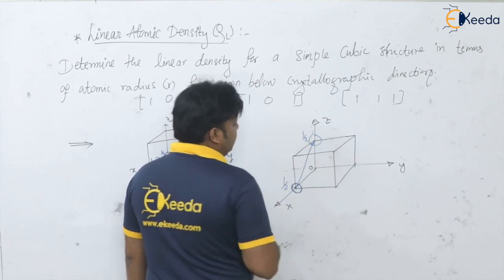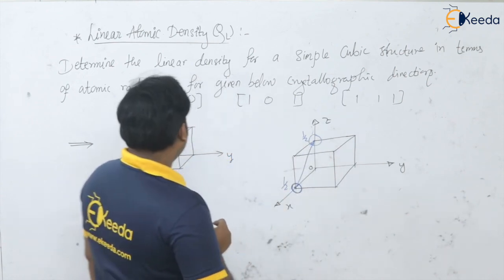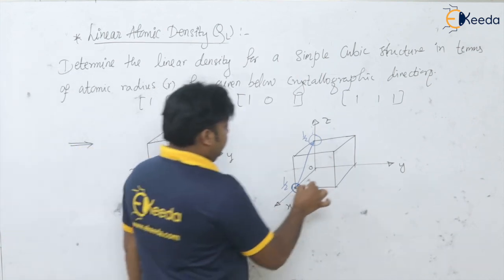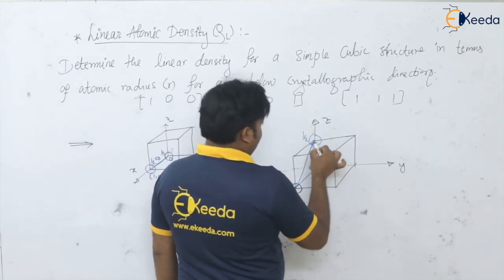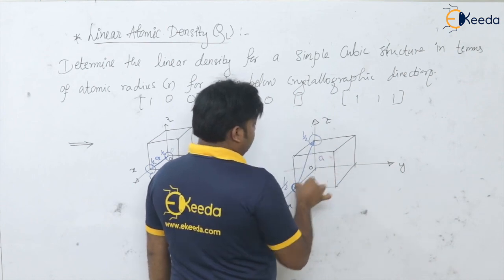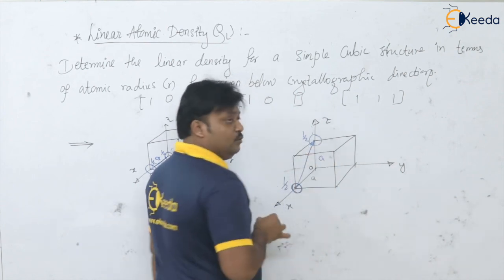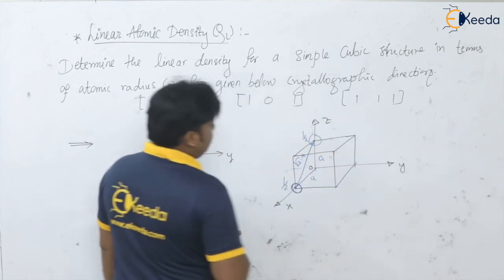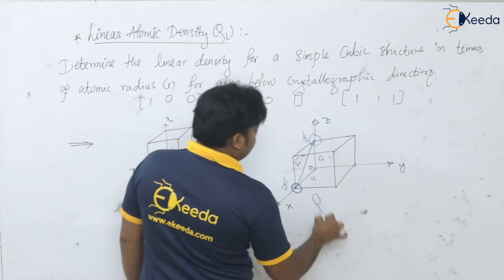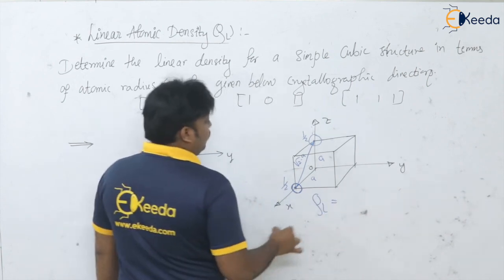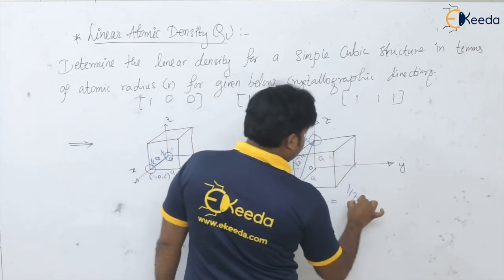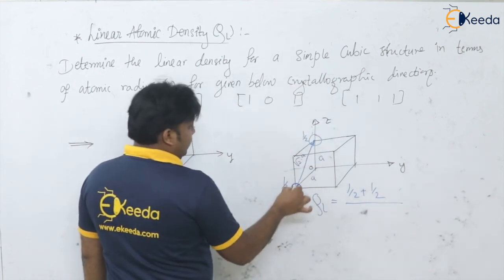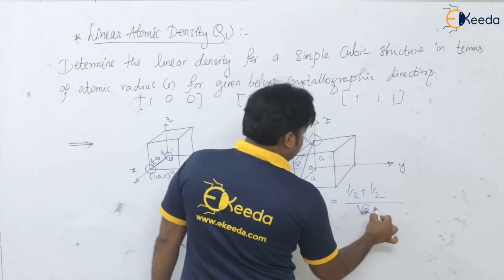And what is the length? Very important. Here what was the length? It was a, isn't it? But this is a, this is a. So this length becomes the diagonal of this face, one face of the cube. And we know how much it is, root 2 times a, isn't it? So find out the linear density for this. So number of atoms, how many will be there? Half plus half, that is 1, divided by the length of this direction, root 2 times a.